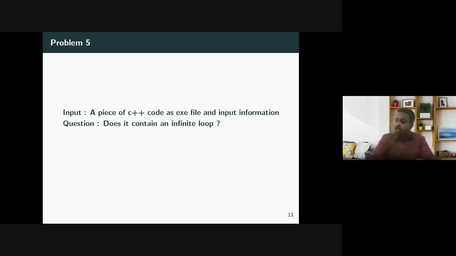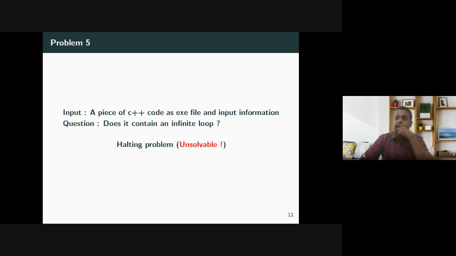And this is a primitive form of something called the halting problem. This problem cannot be solved using existing mathematical tools. The technical name for it is the halting problem. The idea is, you have a Turing machine. Don't worry, you can see a Turing machine as a C++ code. And the question is, does the Turing machine halt?